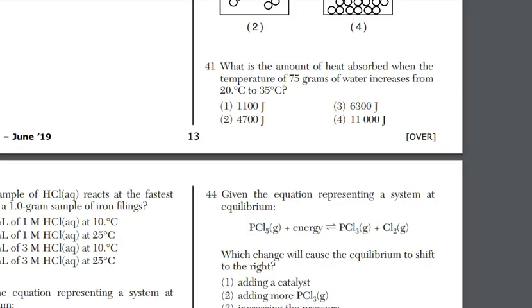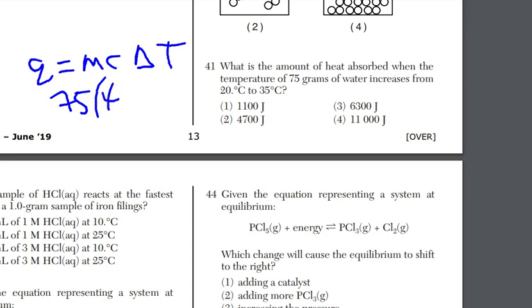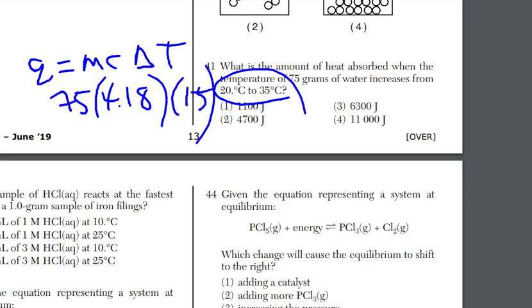Always when you're doing a math problem, I would recommend writing the equation down. Q is equal to m c delta T, that's the one we need. We're looking for Q, that's our heat. Our mass is 75 grams. Our c from reference table B, 4.18. And delta T, of course, we have 35 minus 20, which is 15. And now we're going to go ahead and crank this in the calculator and come up with the answer.